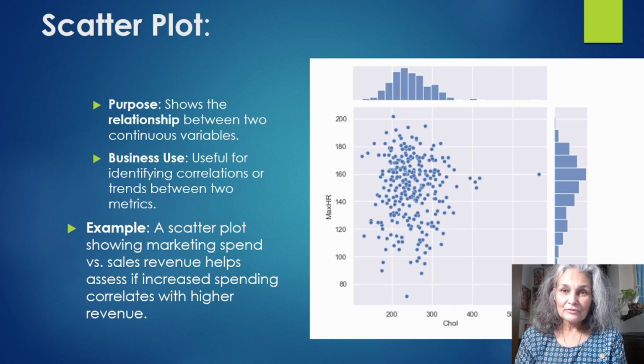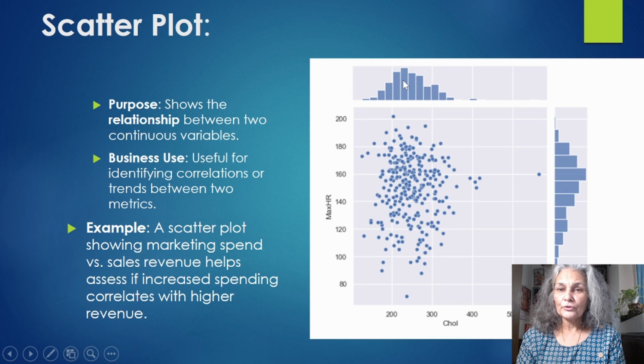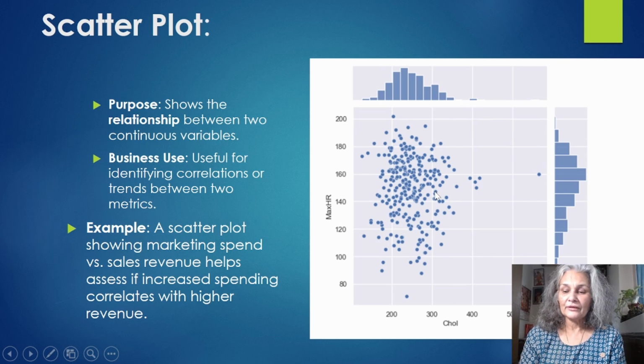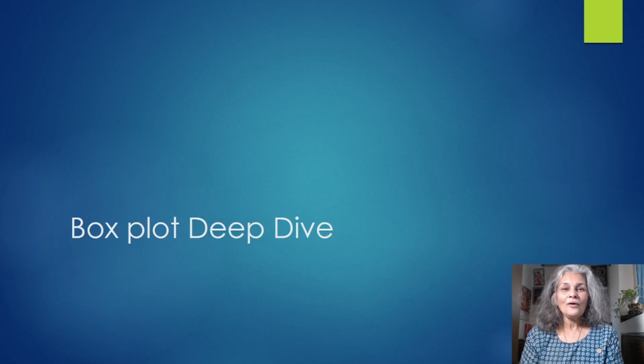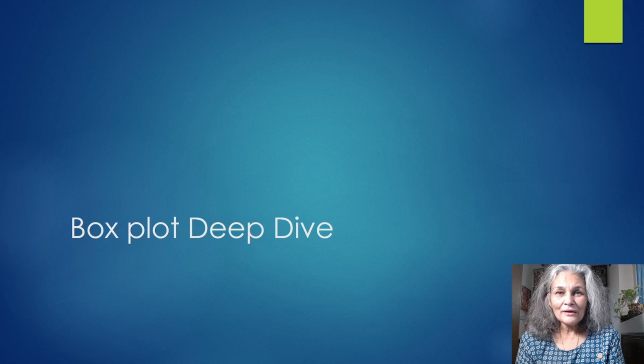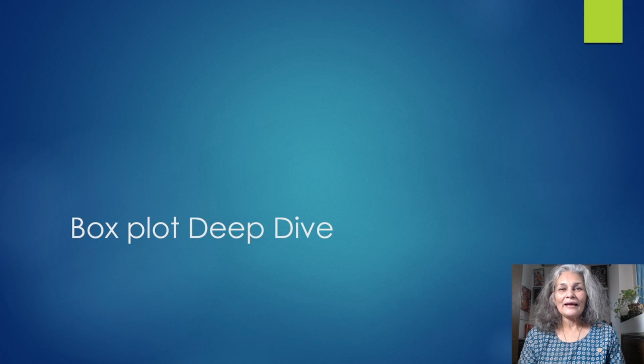And lastly, of course, we have the good old scatter plot, which shows you the actual scatter between two continuous variables. In this particular plot, it's called the joint plot. It shows you not only the histogram distribution of the individual variable, but it also shows you the scatter plot between the two. All right, so I'll stop here in this particular video, and in the next one I'll be picking up on the box plot deep dive and how we can then use it to identify outliers.